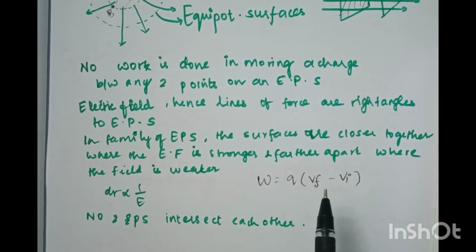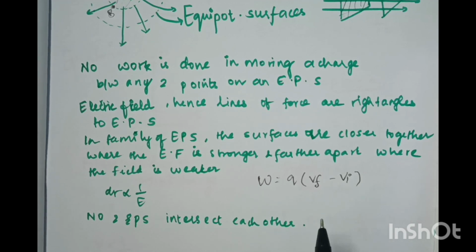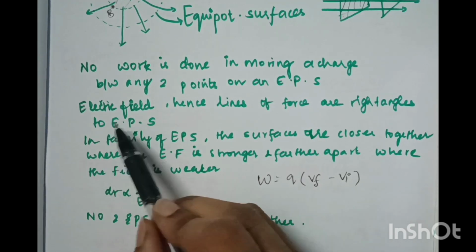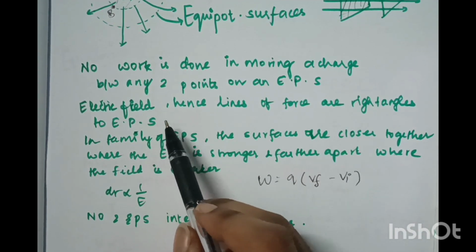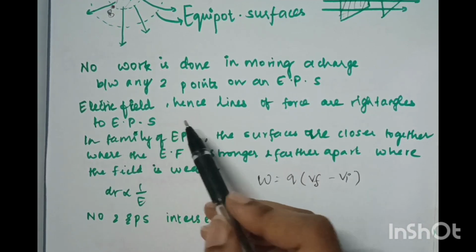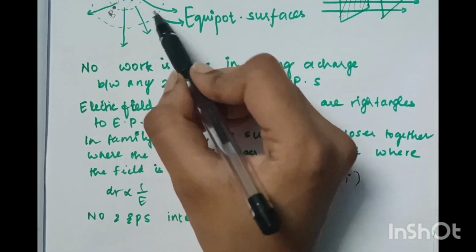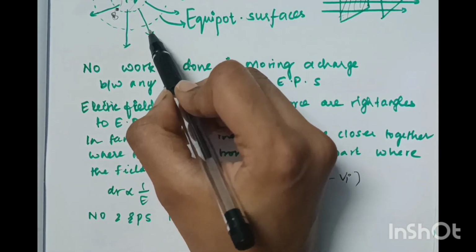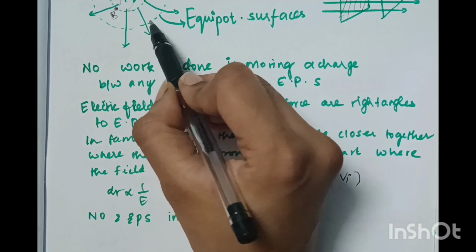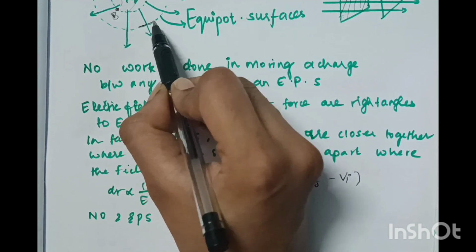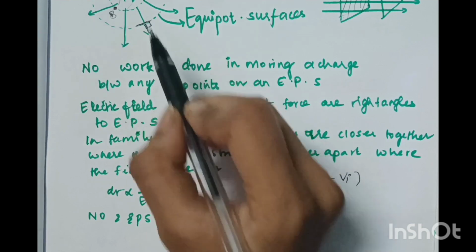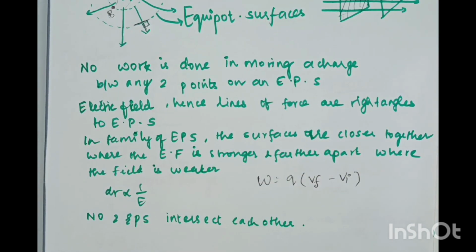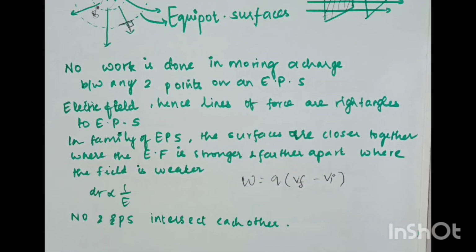So work done on moving a charge on an equipotential surface is 0. Please note that point. Electric field, hence lines of force, are at right angles to the equipotential surface. So here you see this is the electric lines of force and this is the surface. So this surface and this electric lines of force will be perpendicular to each other, that is the angle made by the surface with the electric field is 90 degree.